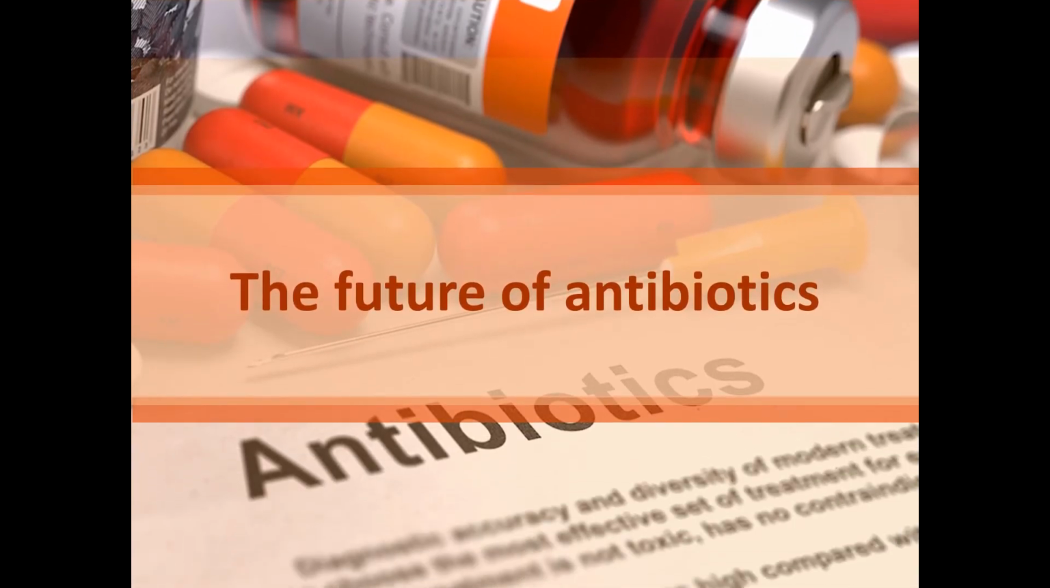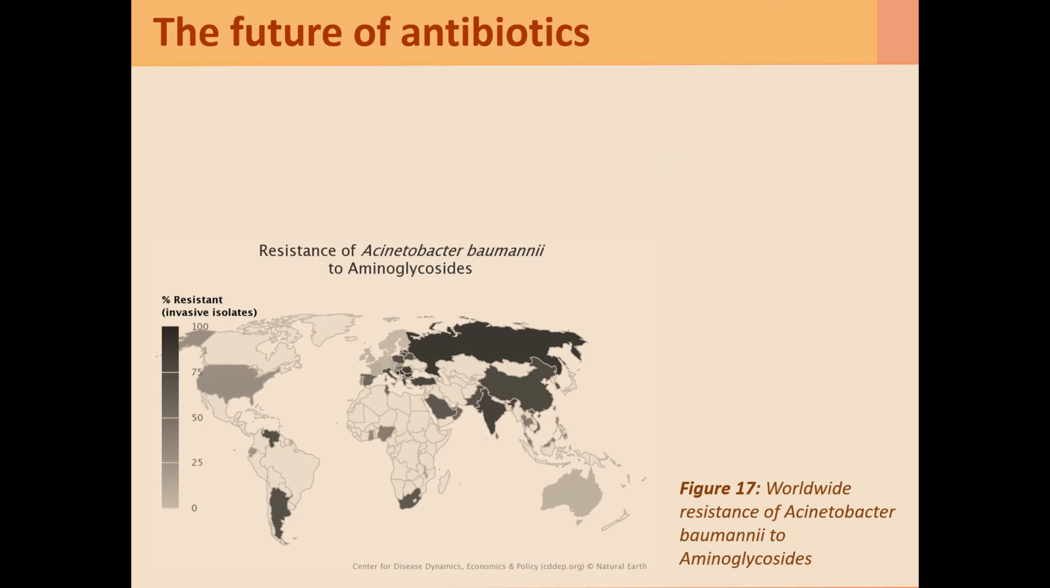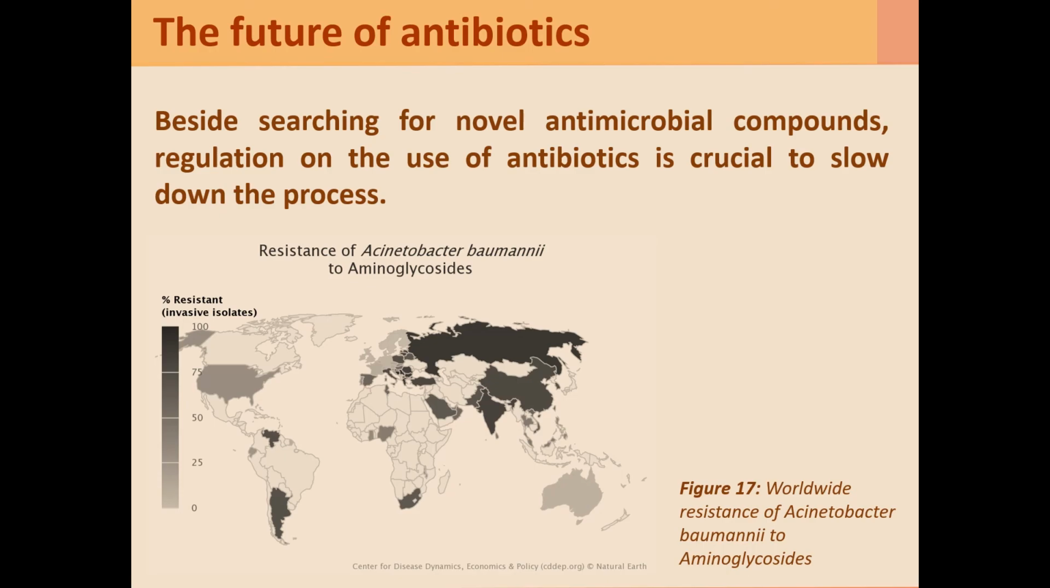Finally, we have to take a look at the future of antibiotics. Antibiotic resistance has become a global crisis, resulting from misuse of antibiotics like gentamicin. Figure 17 here shows worldwide resistance of Acinetobacter baumannii to aminoglycosides. Besides searching for novel antimicrobial compounds, regulation on the use of antibiotics is crucial to slow down the resistance process.